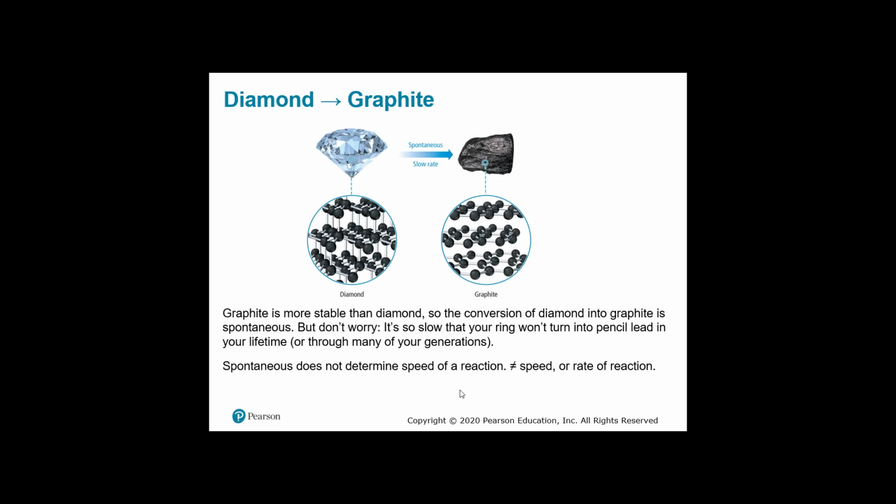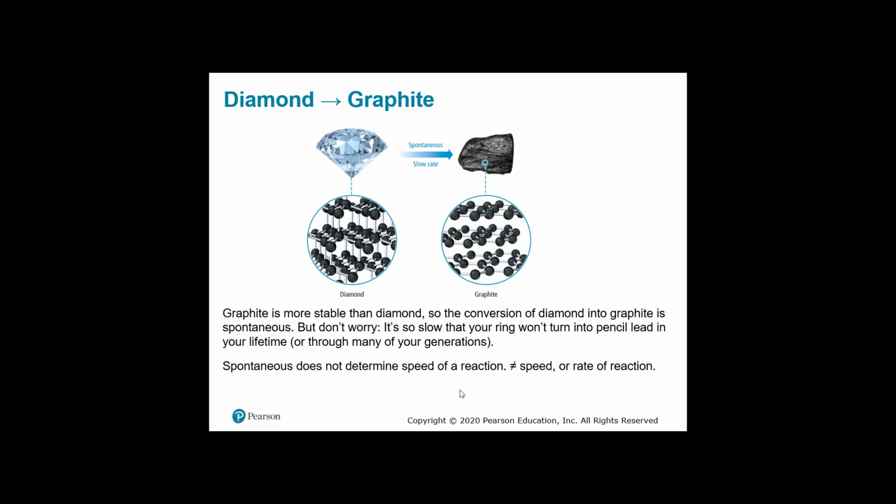Graphite is more stable than diamond. So the conversion of diamond to graphite is spontaneous. What's actually occurring is diamond will eventually convert to graphite, but this is a very slow process. Remember, chemistry is all about the lowest stable energy, and if graphite is more stable, then that's where it's going to go. But it doesn't occur instantly. So spontaneous, yes, it is a spontaneous reaction. However, it does not determine the speed of a reaction. This is going to take a very long time, not even in our lifetime.